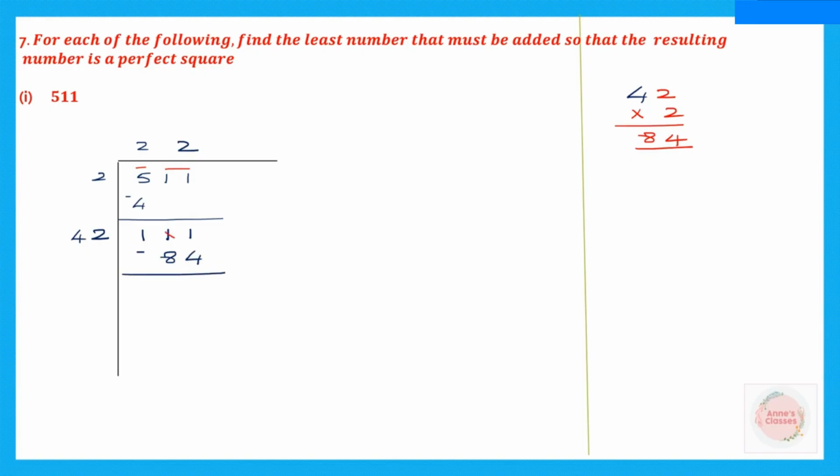Now when we subtract here, we need to borrow. So this is 11 minus 4 is 7. Again we need to borrow, so this becomes 10. 10 minus 8 is 2. So we have 27. Now children, listen very carefully.